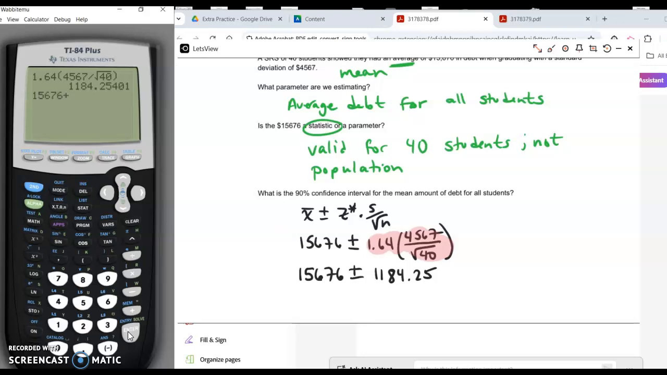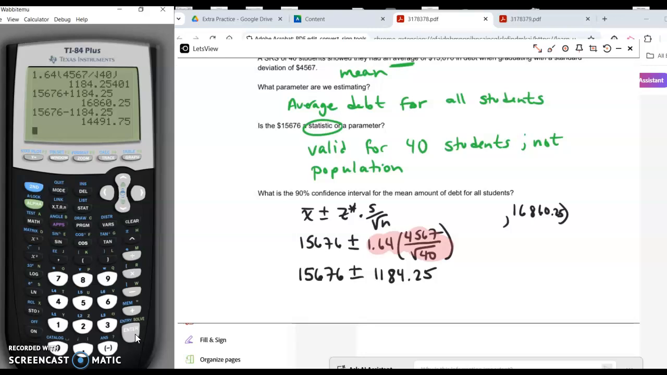So now to find my interval, these are somewhat bigger numbers, so I'll use the calculator to actually add and subtract them. So I'll add my margin of error, 1184.25, which is going to give me an upper bound on my interval of 16,860.25. And then if I do the same thing, but I subtract, I will get 14,491.75. So this is my interval.